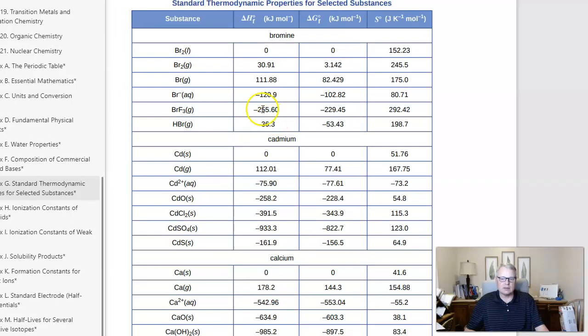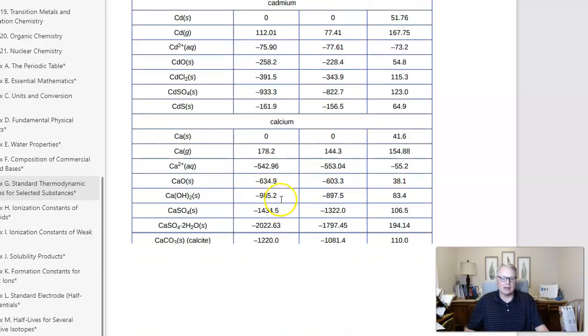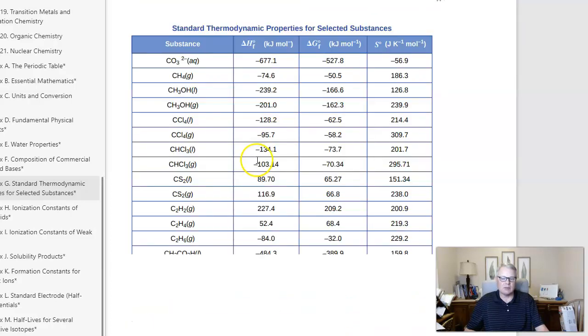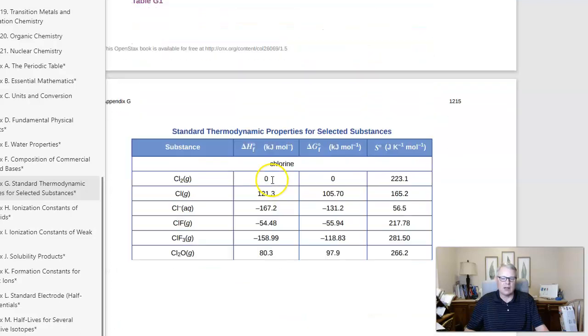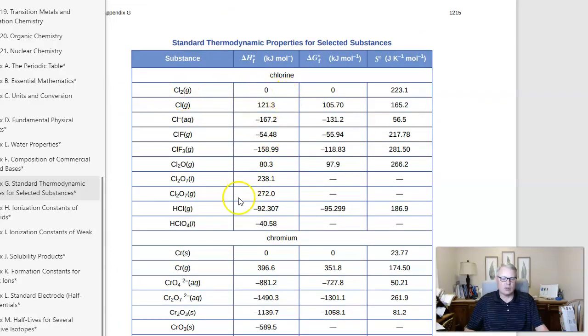Look at the zeros. Here's bromine liquid, zero. Cadmium metal, zero. Calcium metal, zero. Lots and lots of zeros here. There's chlorine gas, zero. See? So if it's an element in its free state, it's going to be zero. You have to know that. I'm not going to give you that. But if it's a compound, it's got a heat of formation.